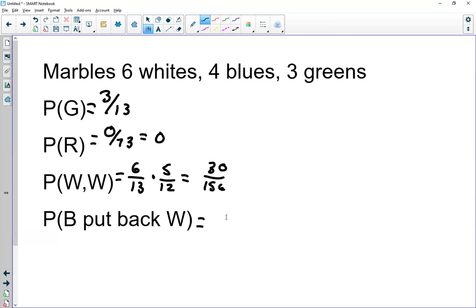And then blue, put back, white. So blue, I'm sorry, blue. So that's 4 out of 13. I put back the marble, so now I have 13 again in the total, times the whites. So 6 out of 13. That's 13, my bad. So that's going to be 24 over 169. This one you could simplify.